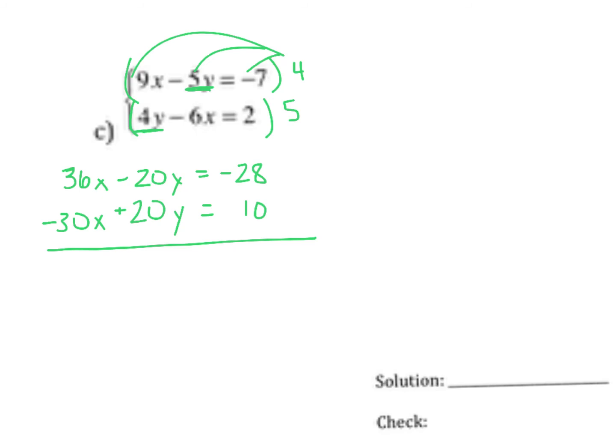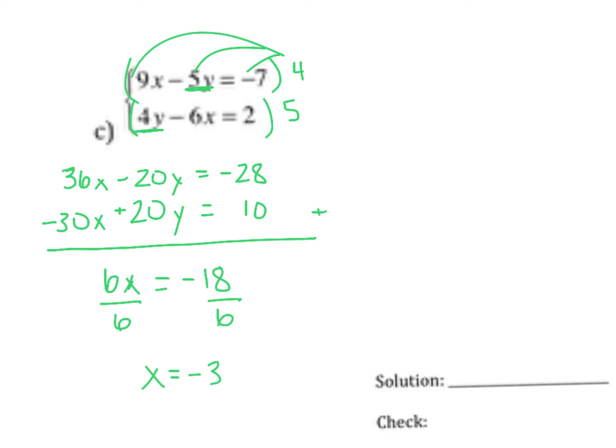Add them up. Your like terms, 36 and negative 30 is 6x. No y's are left, that's what we want. Negative 28 and 10 is negative 18. Divide by 6. And we get x is equal to negative 3.